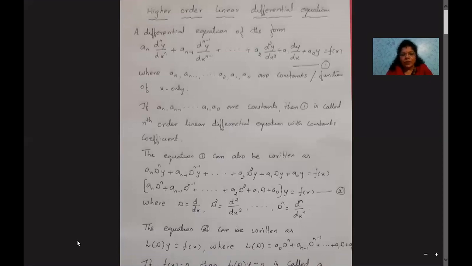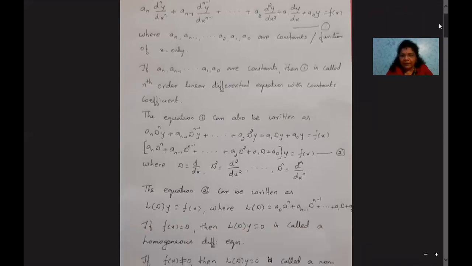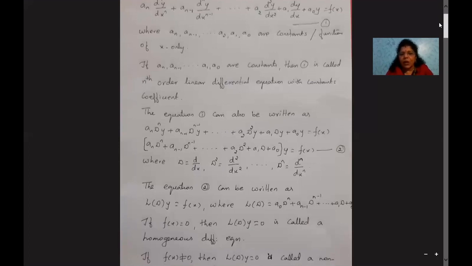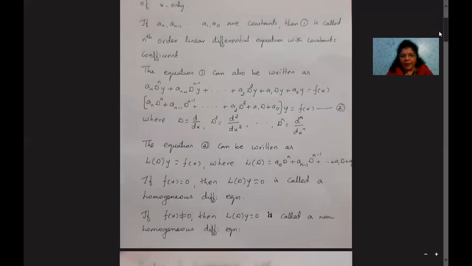Now, how to solve this equation 2? The solution of equation 2 is called the general solution. The formula for the general solution is complementary function plus particular integral. Since we are going to see the topic homogeneous linear differential equation, the f of x value will be equal to 0. I mean, if f of x is equal to 0, then equation 2 is called the homogeneous differential equation. If f of x is not equal to 0, then equation 2 is called the non-homogeneous differential equation. And the function of D can be written as L of D, which is a differential operator.